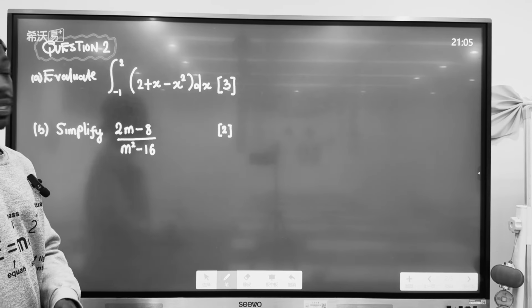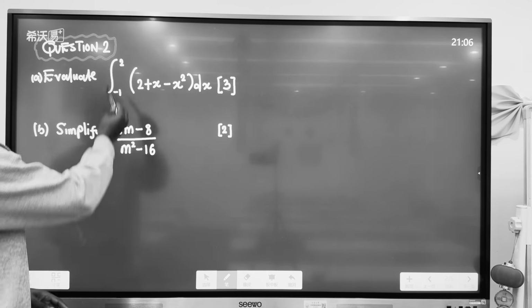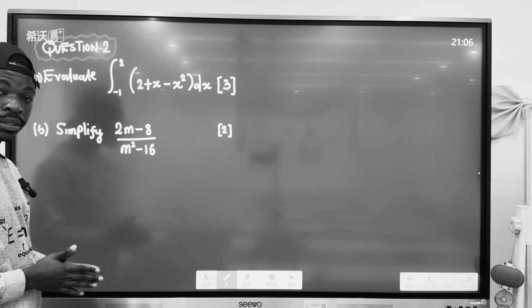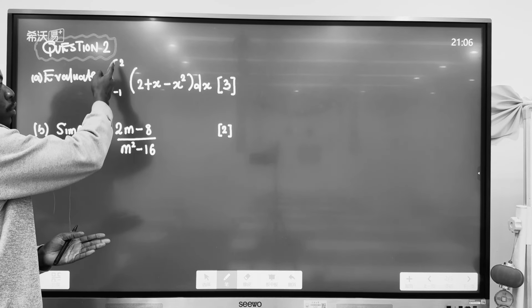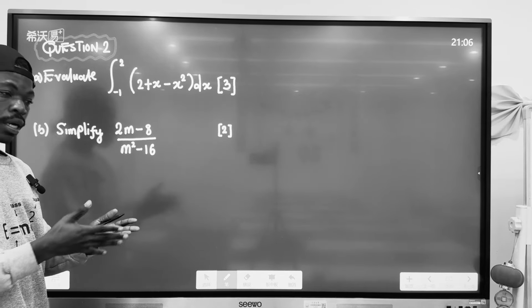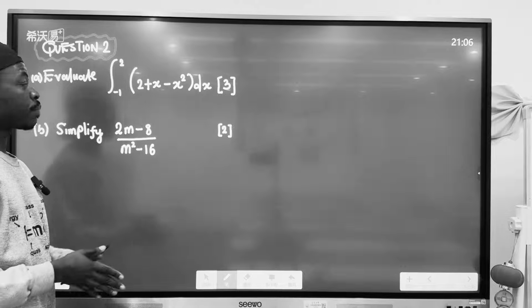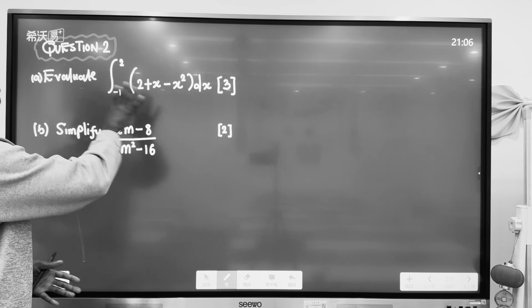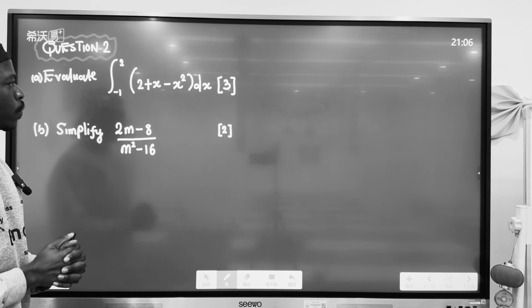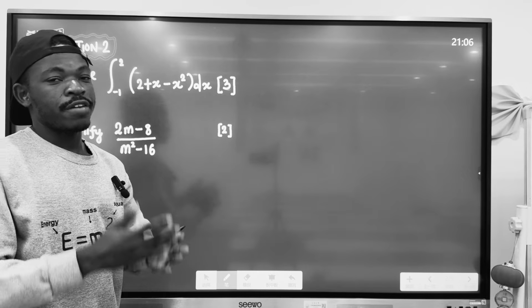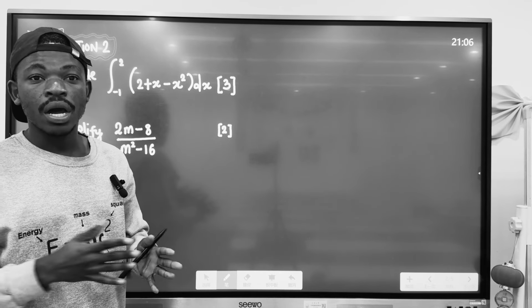Okay, so the next question says, evaluate the integral of 2 plus x minus x squared dx from -1 to 2. This question is on calculus. To be more precise, it comes from integration. So what are we supposed to do here? First of all, let me give you an idea on how to integrate a basic function using what we call the power rule.